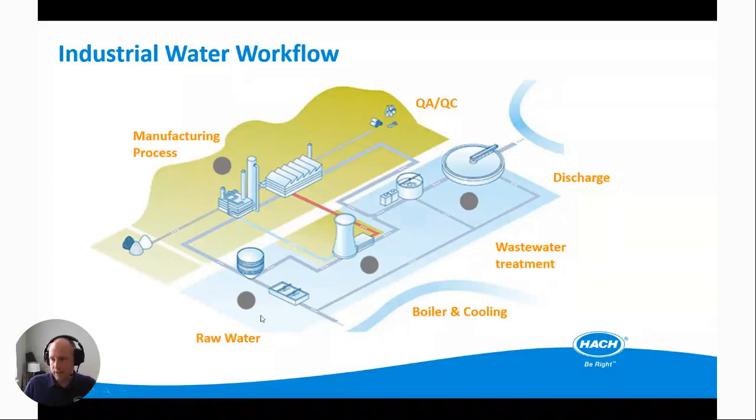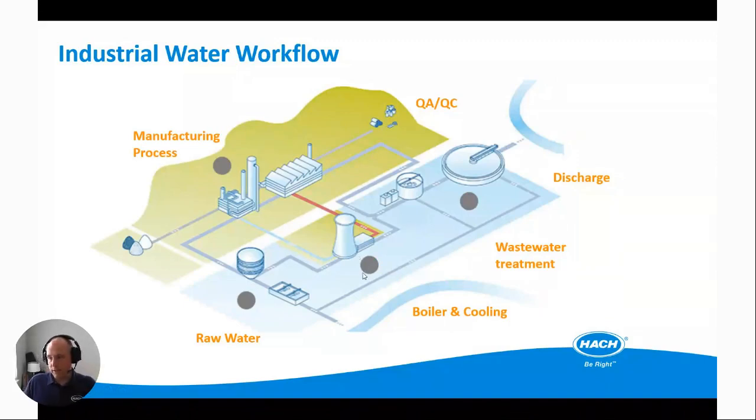Down here at the bottom of the screen, we've got the raw water intake, and depending on what your water source is and what you're trying to do at your facility, the water may be clean enough to operate with, or you may need to clean it up in some fashion. From that first interaction with water, let's take this path over here, and the water could go to a boiler and cooling system, which has other water quality needs.